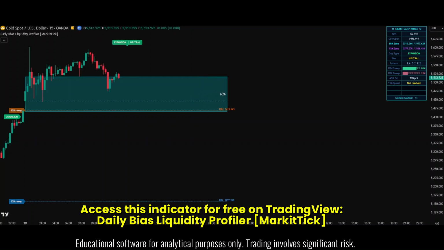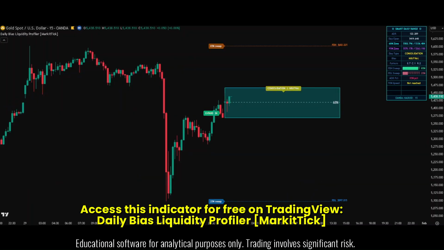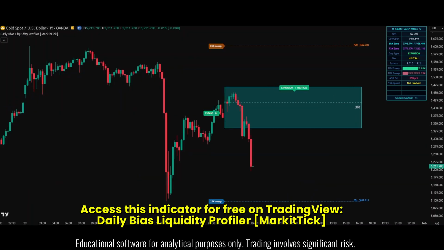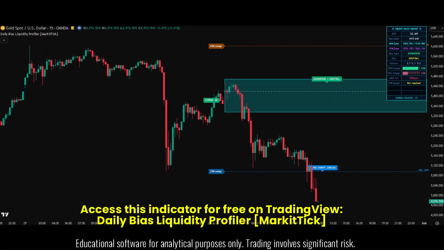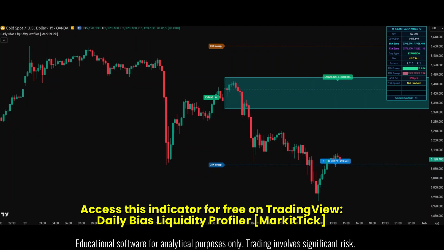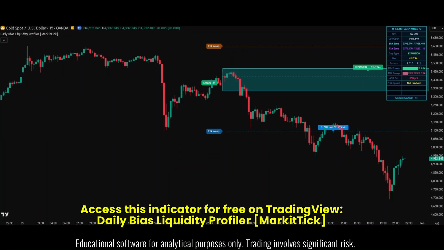Unlocking the mechanics behind historical price extremes is the key to understanding systematic intraday expansions. By analyzing standard deviation and daily ranges, traders can shift from guessing market direction to mapping high-probability liquidity zones with mathematical precision. This quantitative approach breaks down the exact logic of the daily bias liquidity profiler, a structural framework built to evaluate market states using variance-based expansion bands.